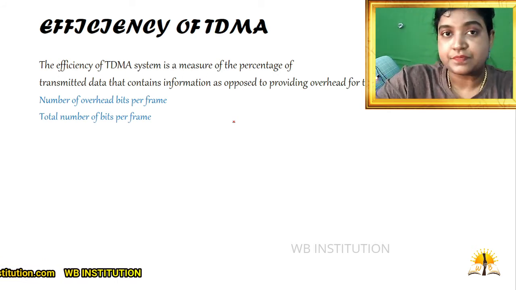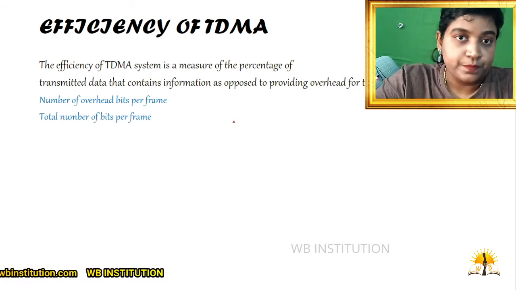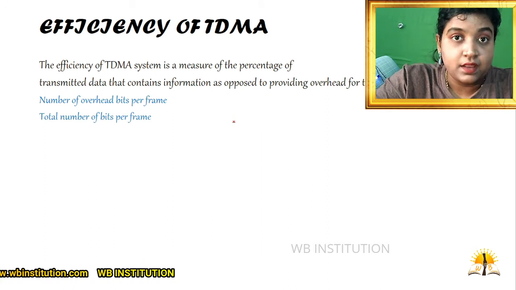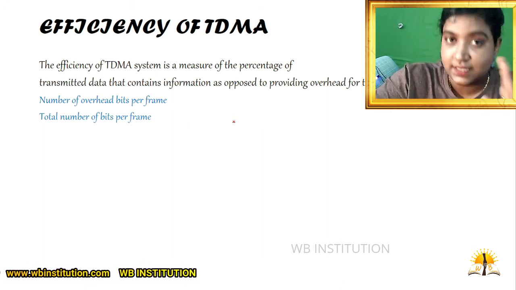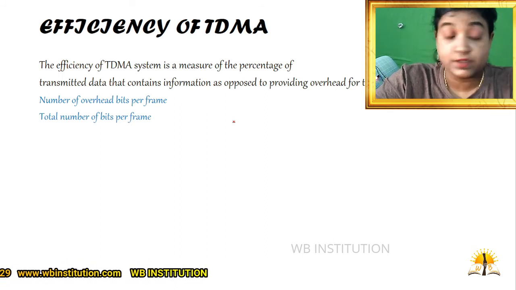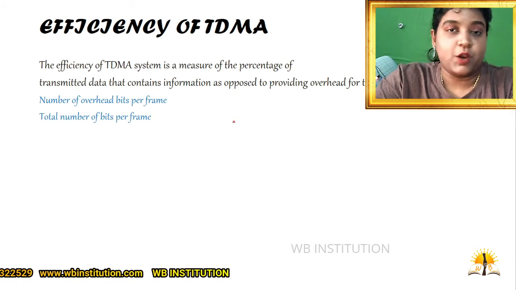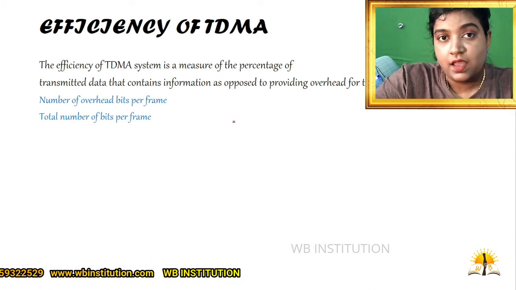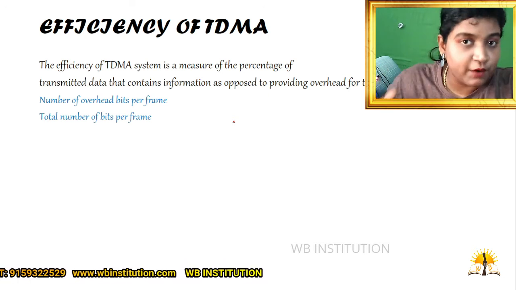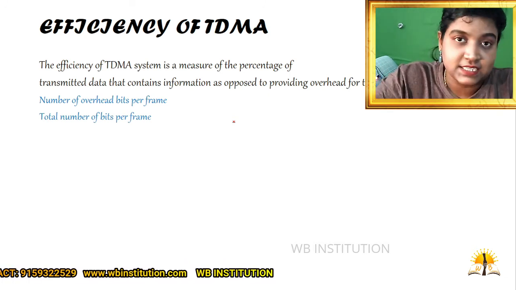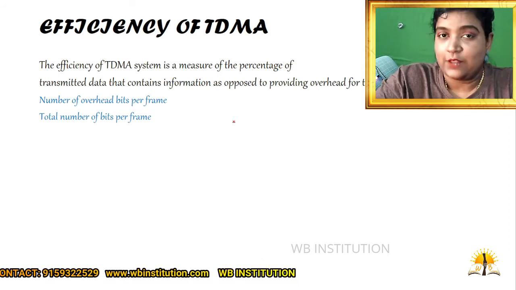This means overhead bits play a vital and major role. Without overhead bits, it is impossible to carry out transmission in time division multiple access. Because of the presence of this overhead, the transmission is enhanced. The transmission is very good in time division multiple access. Now we'll check how the efficiency is calculated.